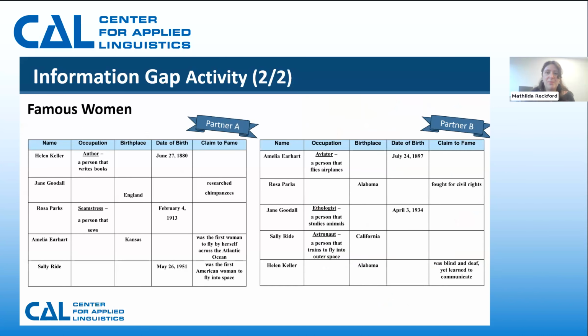And this is an example in a higher level. So the topic here is famous women. And so it could be this content or a wide variety of content. It could be really any type of graphic organizer, and maps also work well. But the idea is that students must communicate with each other to complete the task.